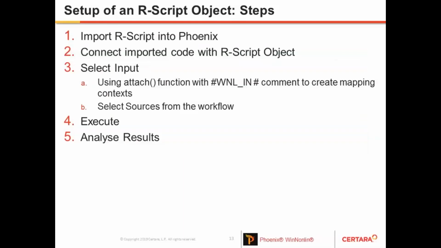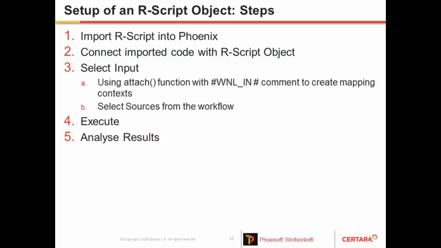And then just to go through the list of steps when you want to set up and run an R script. In principle, you can write the script directly into the R script object, but the more general case is that you have a script already at hand and need to import it into Phoenix and connect it with an R script object. Then you will need to select some input, and there are two different ways to handle this. You could add a WinNonlin comment combined with an attach function, or alternatively you can select the source button to select an object from the workflow as an input source.